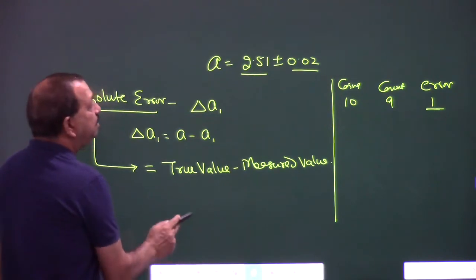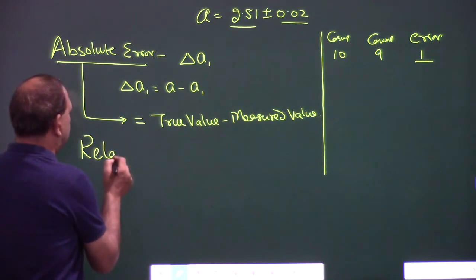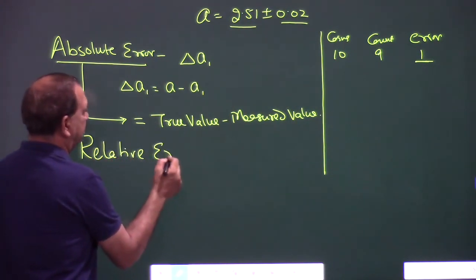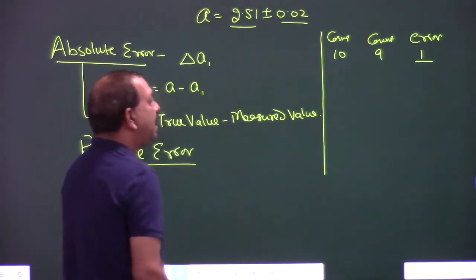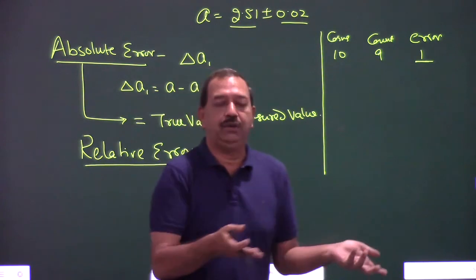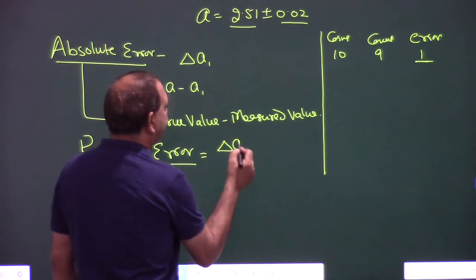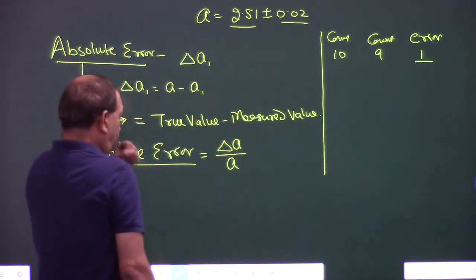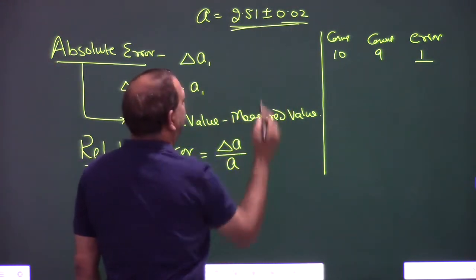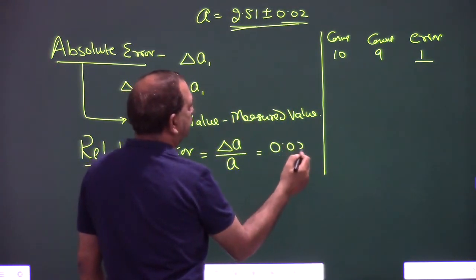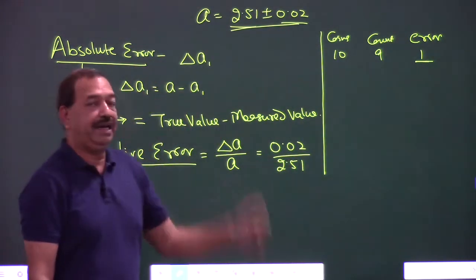Then the other way to represent the error is relative error. What is relative error? The error with respect to true value. So relative error is written as delta A by A, the error divided by true value. In our example, it will be 0.02 divided by 2.51. So this will be called relative error.